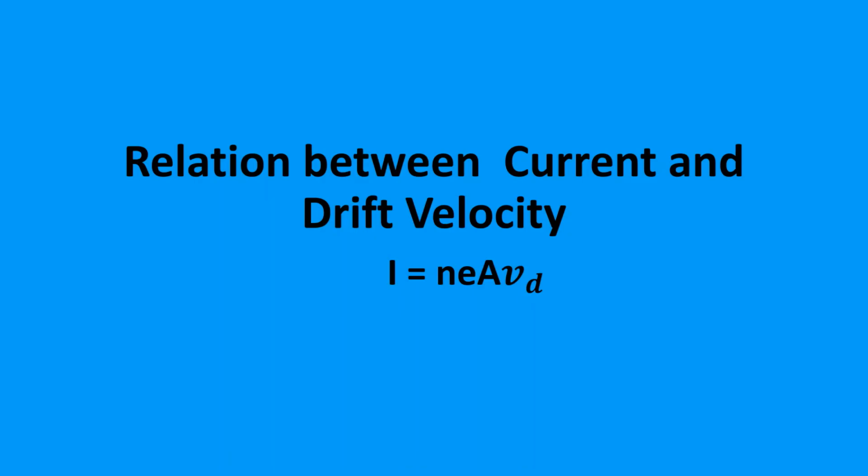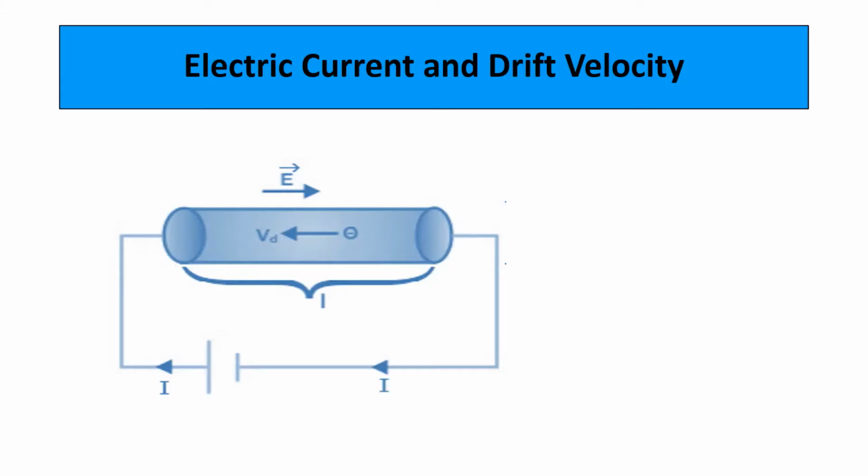Hi students, in this class we will learn about the relation between current and drift velocity. I is equal to nEAVd. In our previous class we learned about drift velocity. Here we will learn about the relationship between electric current and this drift velocity.